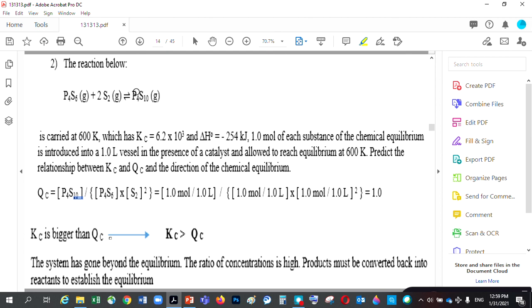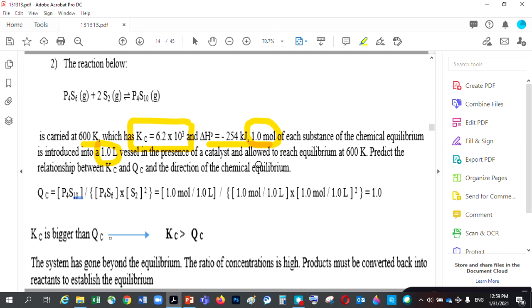Let's look at this reaction. We have tetraphosphorus hexasulfide reacting with sulfur. It gives us tetraphosphorus decasulfide. So if you look at this chemical equilibrium, all the information needed is given to us: the temperature, the Kc value, which is very important, and even that it is an exothermic reaction. It's giving off heat of 254 kilojoules. And we have 1 mole of each substance. So each reactant or product is 1 mole, and the volume is 1 liter. So you divide one mole by 1 liter, and you get the concentration of each of those as 1 molar, 1 mole per liter.